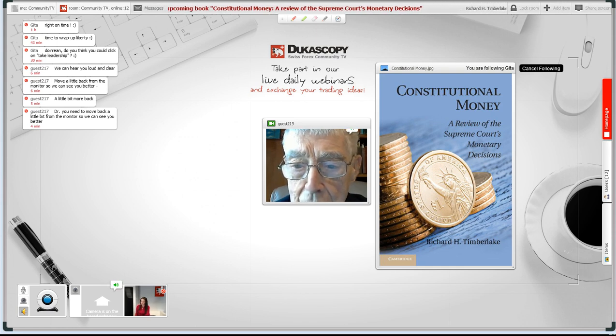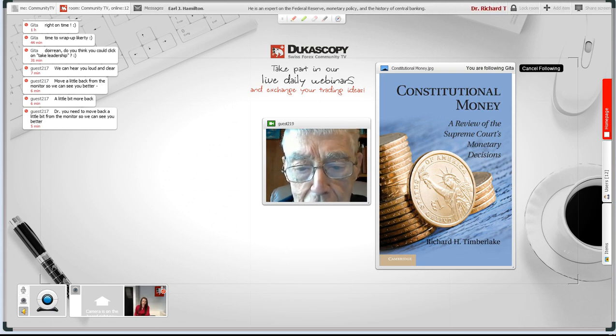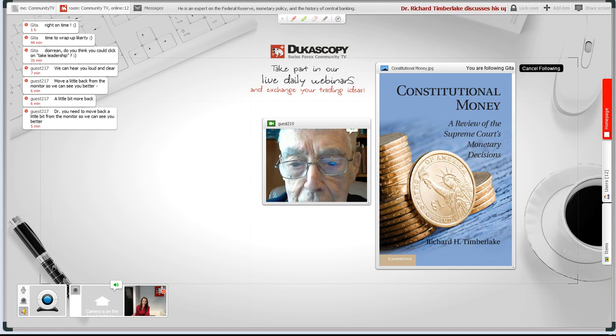And what my book does is take each decision as it came, that is, historically, and then fits that decision into the context of the monetary events of the time that the decision was made. So the book itself is not only a discussion of the cases that the Supreme Court adjudicated, but also a summary history of monetary affairs that occurred at that time. Now, is that clear? Should I say anything more?